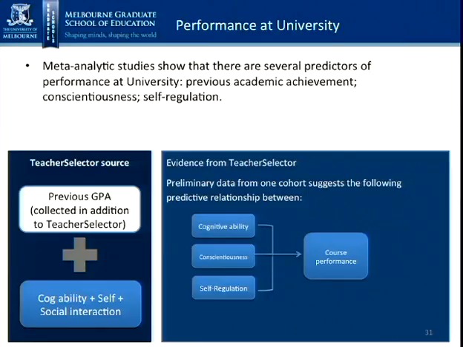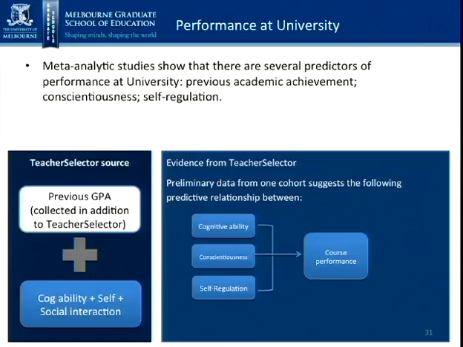So if we look at performance at university, and Larissa has talked about this as well, meta-analytic studies show that there are several predictors of performance. Previous academic achievement, conscientiousness plays a role, and self-regulation. So the most proximal consequence for a selection decision into university, this is important because it's someone's academic performance at uni. So we want to select people who will perform and do well. So, okay, we know that GPA is important and we would obviously retain that as one of several selection levers, but there are other factors that have shown to be important.